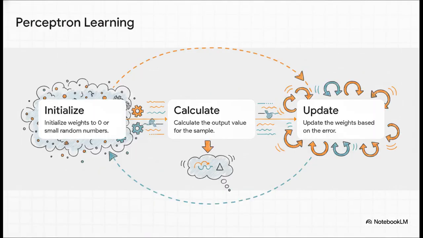Now, when you're ready to code this yourself, you'll use a classic learning loop. Step 1, initialize your weights to random small numbers. Step 2, code a forward pass to calculate your output value. And Step 3, run your backpropagation function to calculate the error and update all your weights simultaneously. Then you just rinse and repeat that loop.